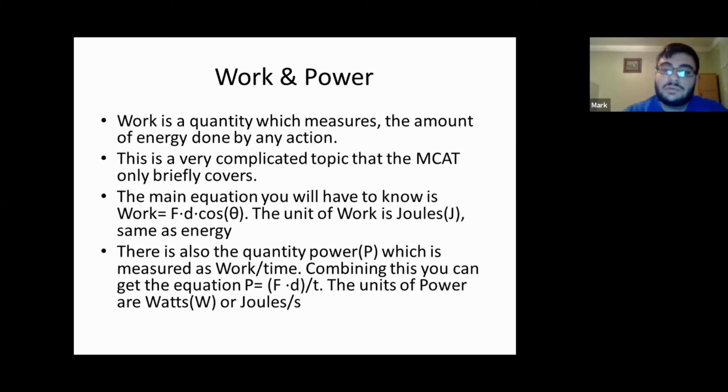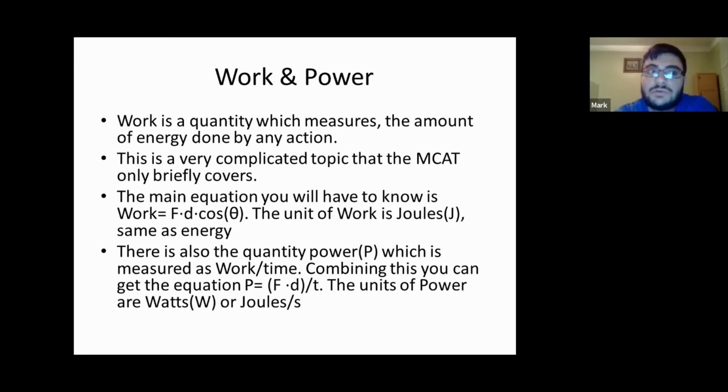The main equation that you will have to know is work equals force times distance times cosine theta. The unit of work is joules, which is the same unit as energy. So again, F is force, D is distance, and cosine theta I'll explain in a second. Essentially, work is just force times distance. If you apply a certain force over a certain distance, that's how much work you do, right?